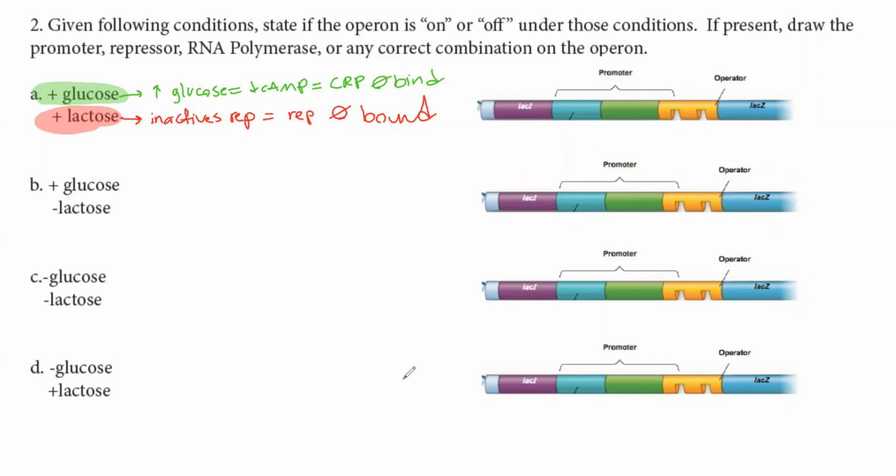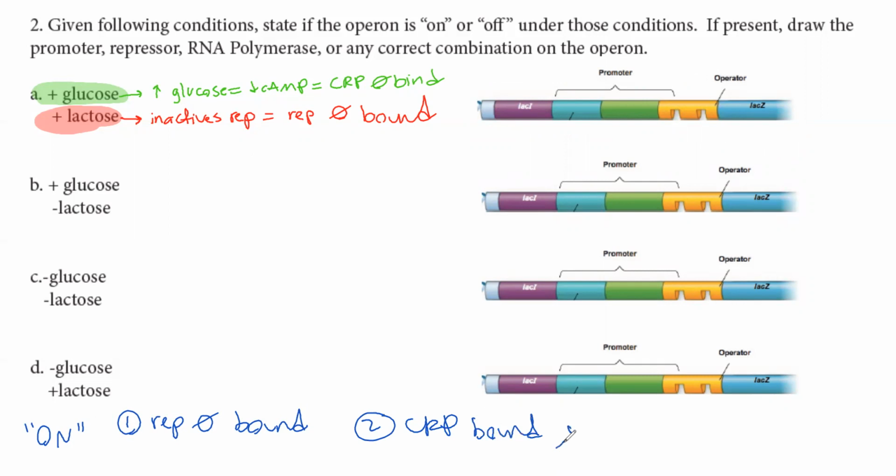Remember, in order for the lac operon to be on, you need two things. Number one, you need to make sure that the repressor is not bound, right? Or else it would be repressing everything. And the second thing is you need CRP, the promoter, to be bound. CRP is kind of like waving a little hand at RNA polymerase saying, hey, come down here and bind. So in this case, even though the repressor is not bound, CRP isn't bound either, and that's what we need.